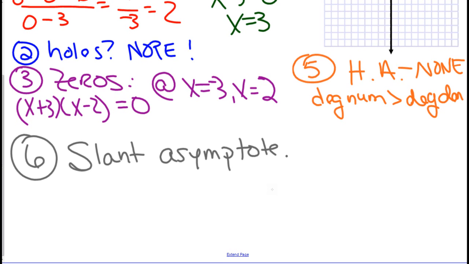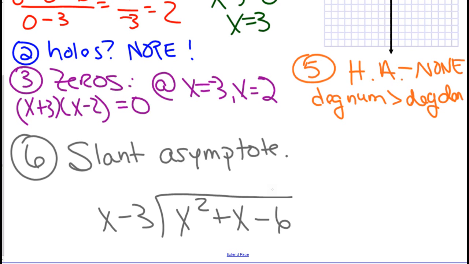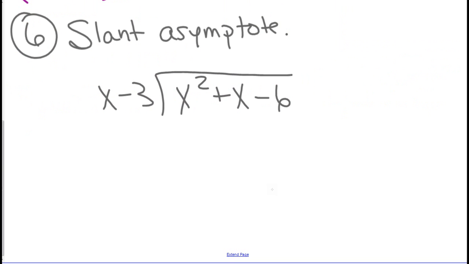So we are dividing x minus 3 into x squared plus x minus 6. I don't care if you do long division or synthetic division, but you've got to be careful. You have to have your placeholders. If I didn't have this x here, I'd have to write a 0x as a placeholder. As it happens, I have a 1x there, so I don't have to worry about anything.